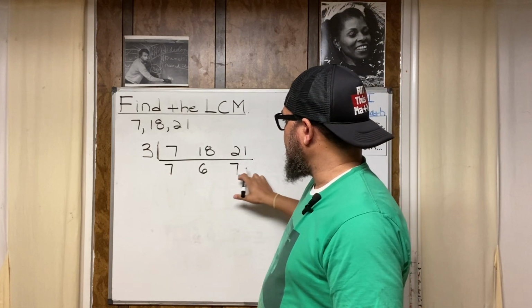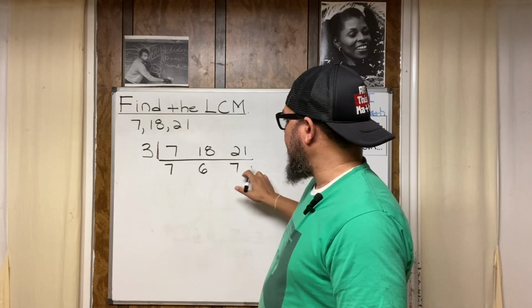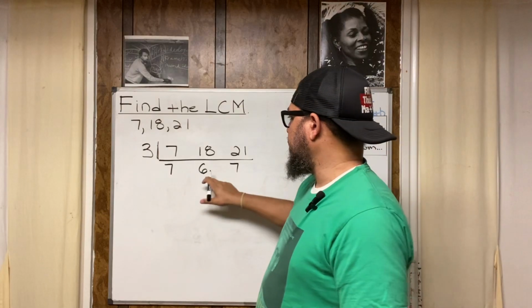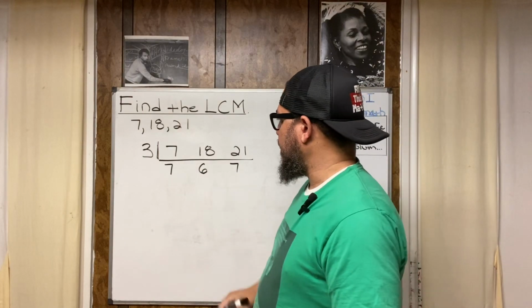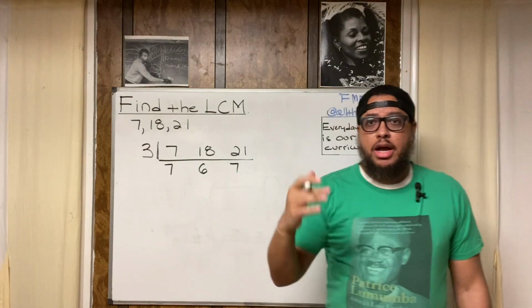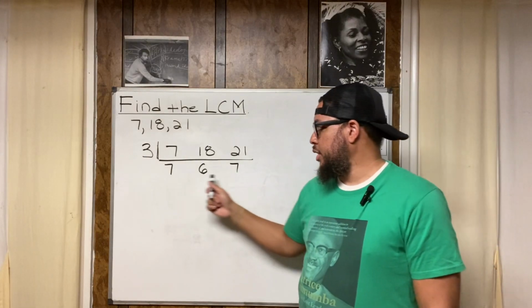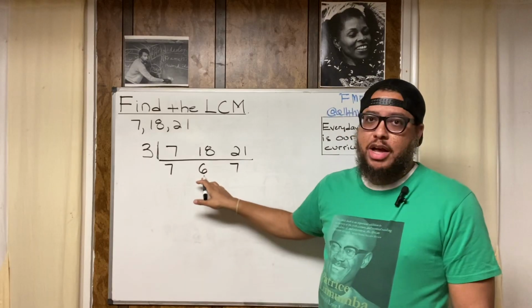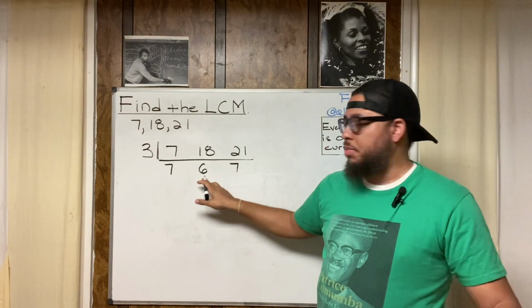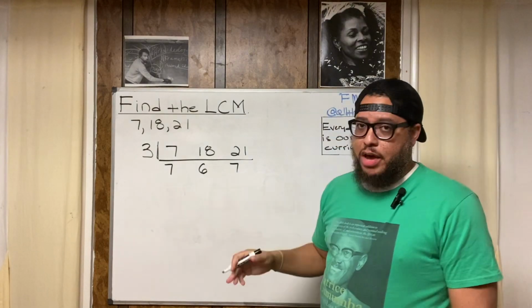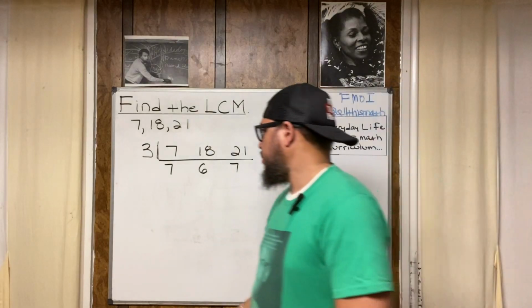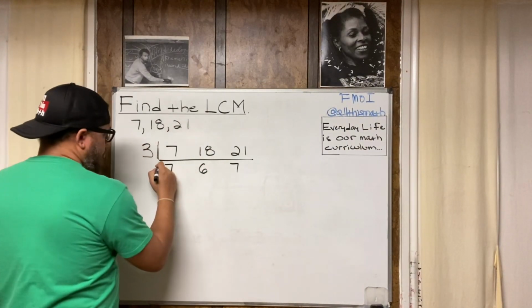Now we're going to repeat this process, because it's all about patterns, right? So we've got 7, 6, and 7. Now we're looking for a common factor of 2 of these numbers. 7 and 6 don't have a common factor besides 1, but 1 doesn't help us. 7 and 7 have a common factor of 7, so we're going to use that. Draw another L.